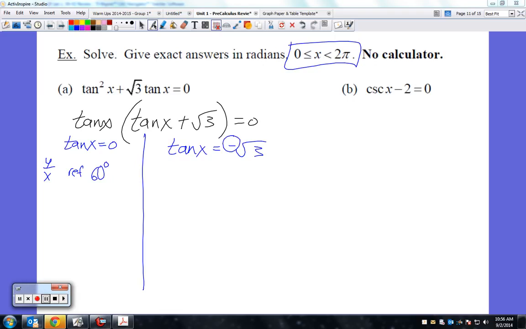Because it's negative, what quadrants? 2 and 4. So quadrants 2 and 4. Reference angle of 60. Look what I do. 2 and 4 is here and here. This is 60. This is 60. You with me?